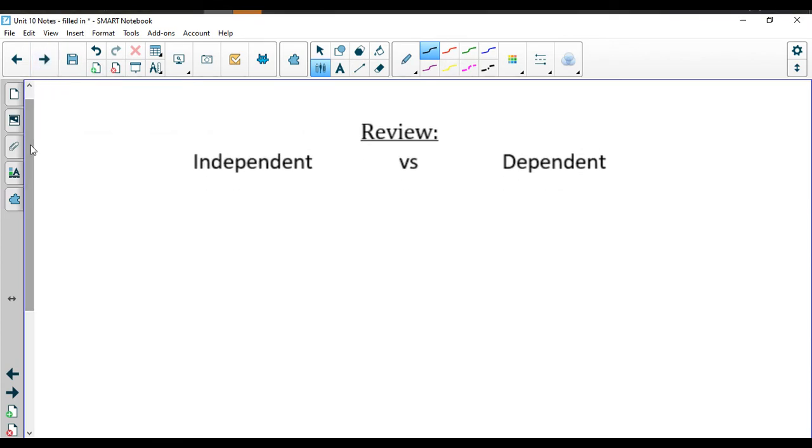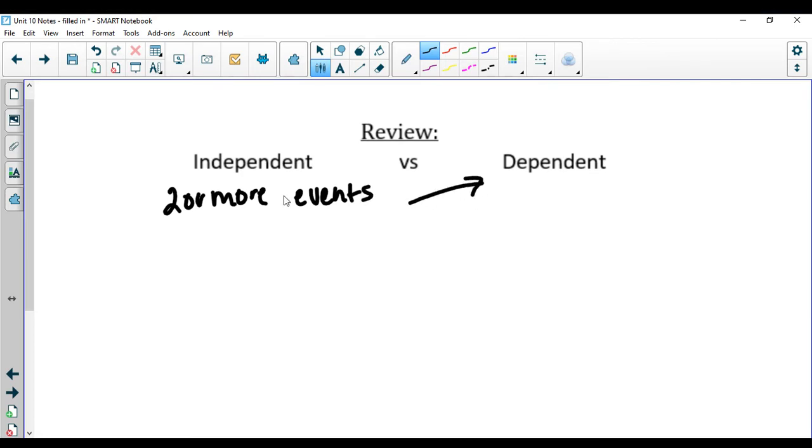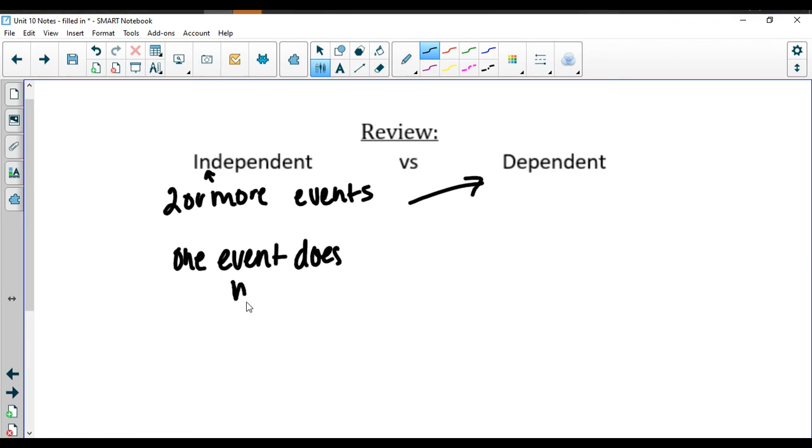A quick review for you, independent versus dependent. When we have independent events, we have 2 or more events. That actually qualifies for both independent and dependent events. When you are talking about independent events, the one event does not affect the other. So it could be, for example, spinning a spinner and then flipping a coin, rolling a die and then flipping a coin, or rolling a die and spinning a spinner.